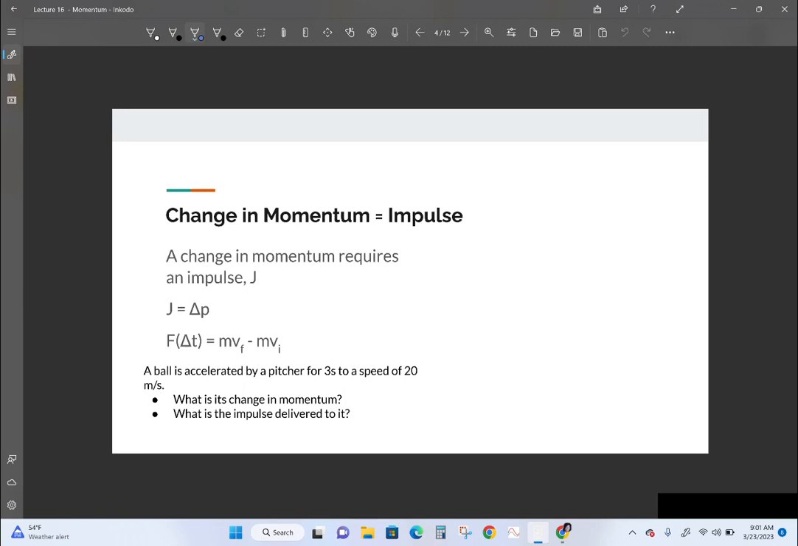So how do you change the momentum of an object? Well, Newton said, okay, you have to apply a force, but the amount of time that you apply the force is really important. And he came up with a new term called impulse. You have to apply an impulse to it. And the symbol for impulse is J, and it is in fact equal to the change in momentum. It's also equal to the force that you apply to it times the time that it's applied for. So it's equal to both of these.